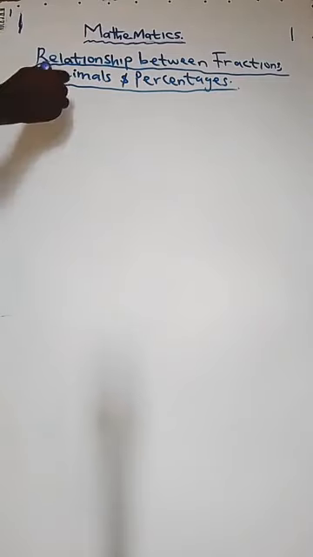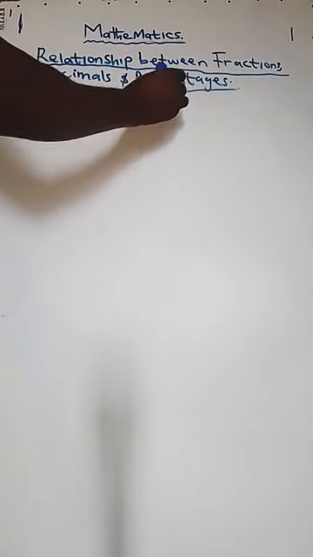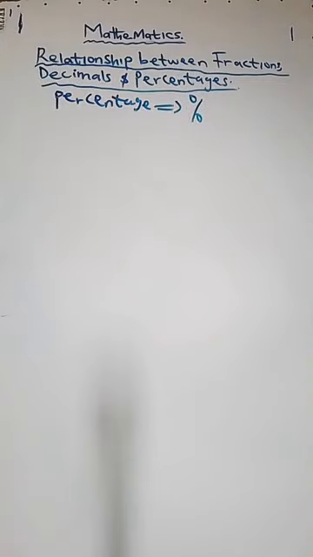We have explained that a fraction is a number that has a numerator and a denominator, e.g. 1 over 2, 2 over 3, 5 over 2, and many more. We have also explained that a decimal is a number that has a decimal point, like 3.25, 10.78, 0.0025, and many more. Now, percentage. Percentage has a symbol that looks like this. This is the symbol of percentage. So when you see this symbol, it is percentage.